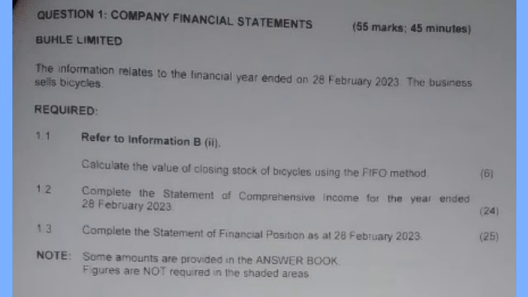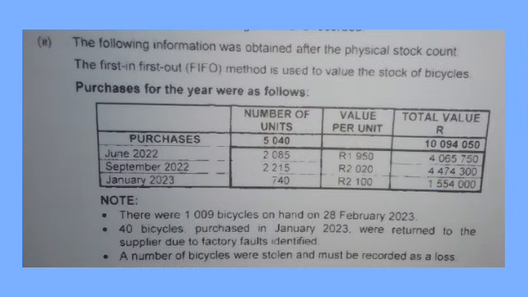So now the required for 1.1 wants us to refer to information B, Roman figure 2, and calculate the value of closing stock of bicycles using the first in, first out method. Now let's look at our information B. The following information was obtained after a physical stock count. The first in, first out method, FIFO method, is used to value the stock of bicycles.